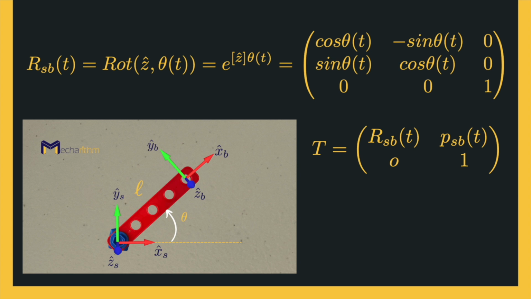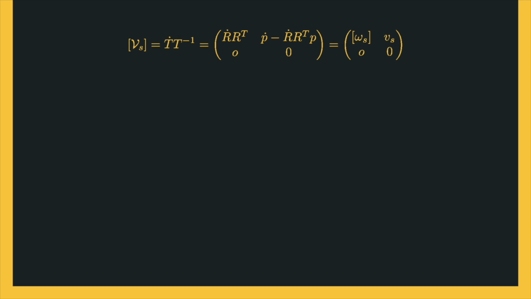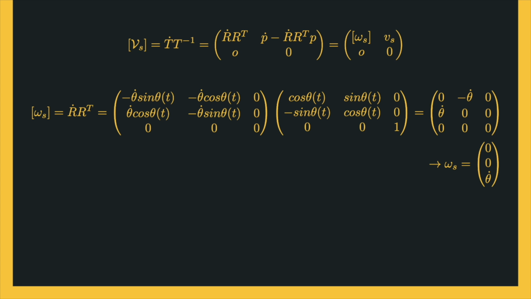In order to understand how to calculate this, please refer to the lesson about exponential coordinates of rotation and the rotation matrix lesson. And the position of the B frame relative to this frame can be calculated from geometry as this vector. From what we've learned so far about angular velocities and twist, we can calculate the spatial twist using this equation. Thus, the angular velocity expressed in the base frame can be calculated as 0, 0, theta dot.